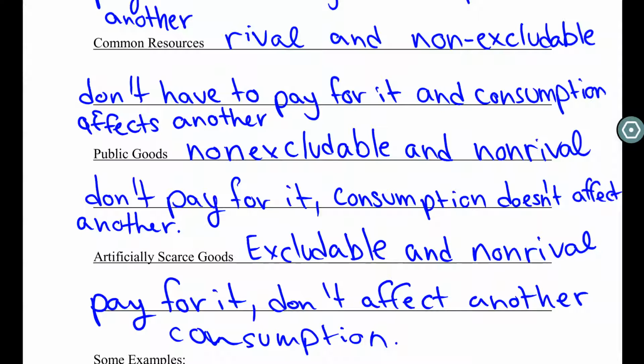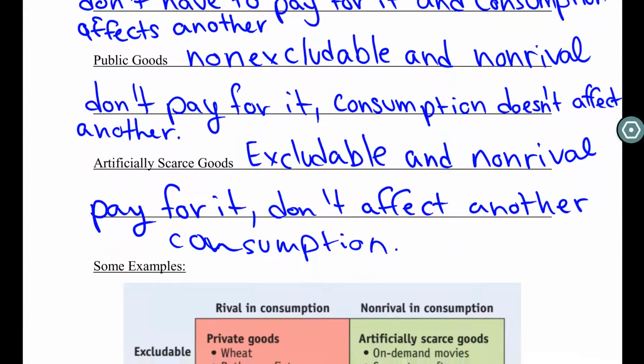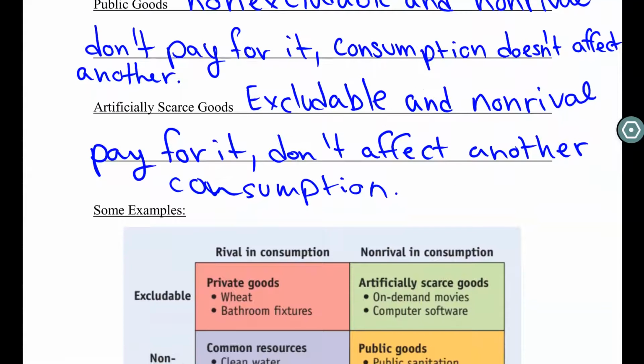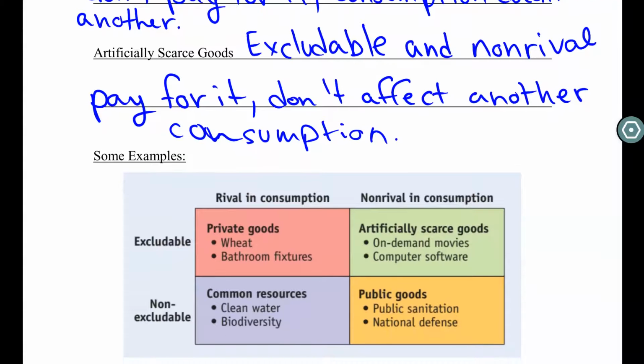Then we have public goods, which are non-excludable and non-rival, which means you don't have to pay for it, and one person's consumption doesn't affect another. So that would be like Wikipedia, for instance. Everyone can access it, and my accessing it doesn't affect your ability to access it. Then we have artificially scarce goods, which means they're excludable and non-rival. So you have to pay for it, but your consumption doesn't affect another. We've got some examples in this table, so pause the video and take that down.